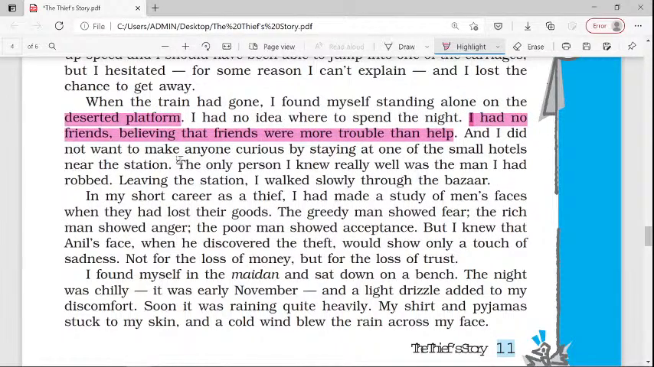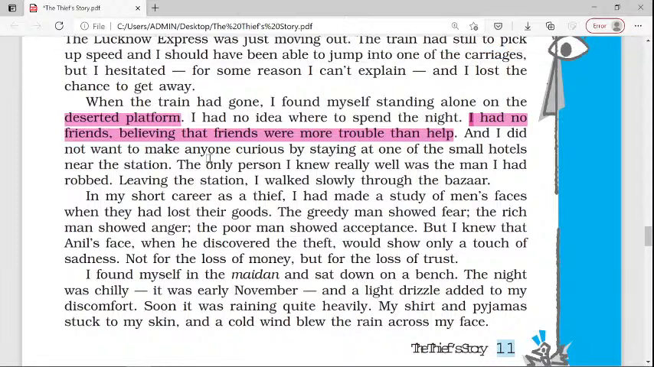And I did not want to make anyone curious by staying at one of the small hotels near the station. And he said, I did not want to stay back in a hotel near the platform because otherwise people might suspect me. People might have some suspicion in their mind to see me not board the train and take a hotel at such an odd hour at night. The only person I knew really was the man I had robbed.